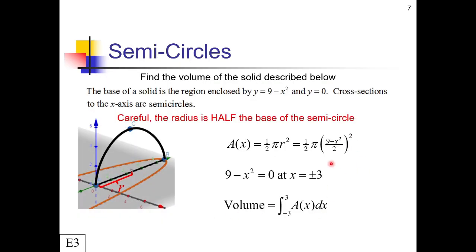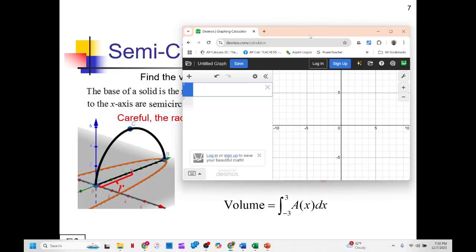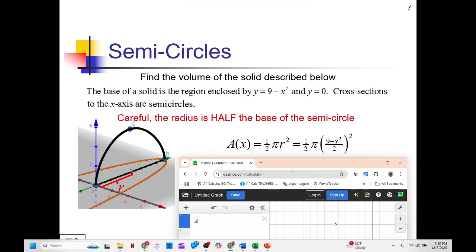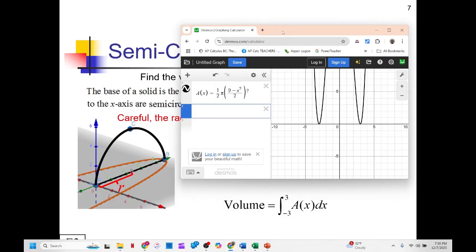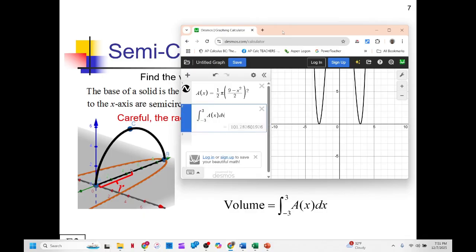And now let's put all this into the calculator. So on Desmos, let me enter in my A of x function. And again, if you prefer to break this down a little bit and have a separate function for r, that's fine. I'm just going to do it all in one shot here. So we're going to have 1/2 times pi times parentheses, let me do a fraction, 9 minus x squared, and then down below we've got 2, close the parentheses, raise it all to the 2, and then let's do our integral. So the integral from -3 to 3 of A of x dx comes out to 101.788.